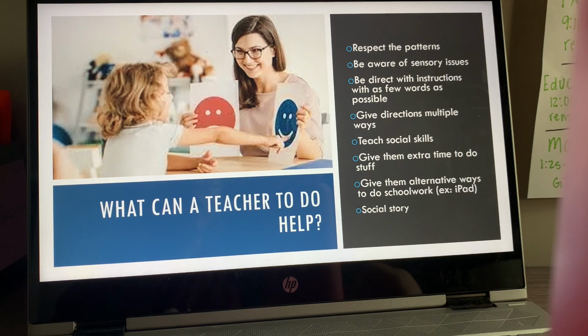It may be also a good thing to give them alternative ways to do schoolwork, for example an iPad, because sometimes writing is not their first choice, because they won't probably be as fast or as good as the other students. So giving them iPads or computers, technology is a big help to doing their schoolwork. And also, like I said, social stories, also a good way to help students with ASD learn some social skills.